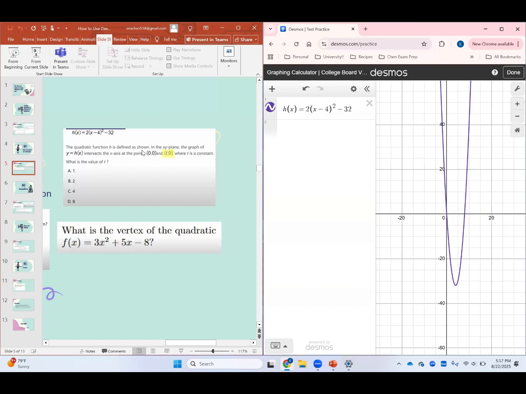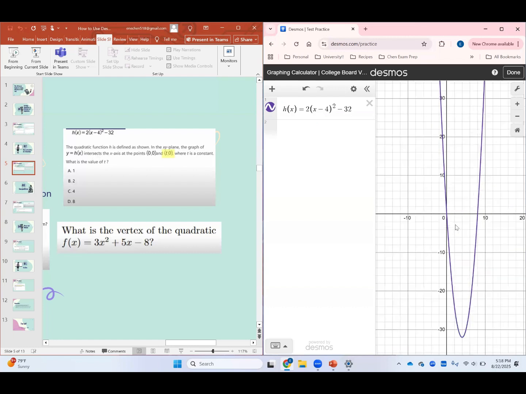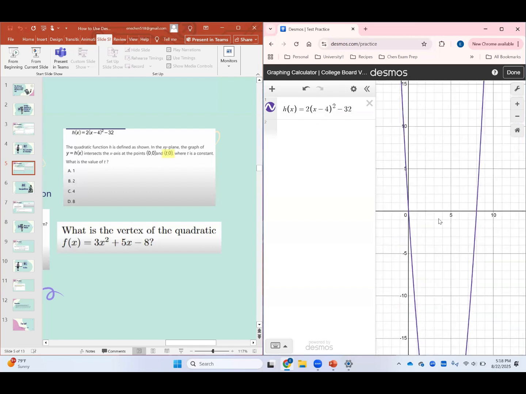And what we're looking for is the x-intercept. So I'm going to zoom in on these, and I can actually see exactly where those intercepts are if I click on the parabola and then hover over the points. So let's look at the second sentence of the question again. It says that this graph intersects the x-axis at the point 0, 0. Oh, I can see that. Yep, 0, 0, and t, 0.